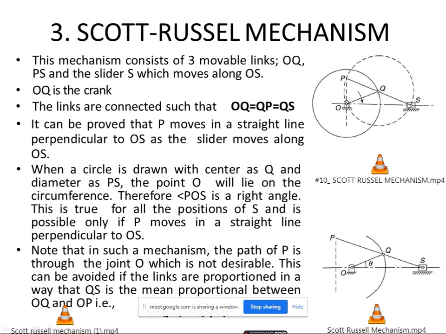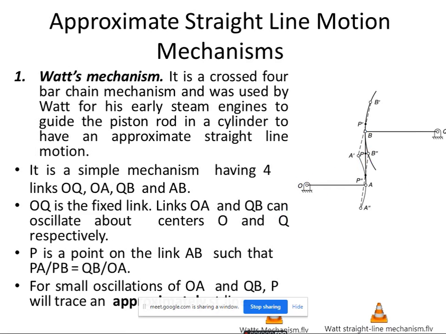Next, Scott-Russell mechanism. This is also straight line mechanism, and we are all discussing about approximate straight line. Okay, so if the question is asked, explain any two approximate straight line mechanism, you can explain any one or two from that. So no need to study all mechanisms. So at least two you can study. Okay, so I listed some 3 to 4 mechanisms.